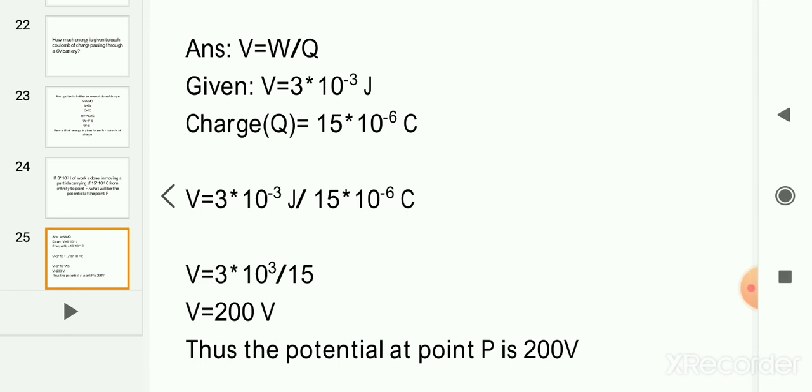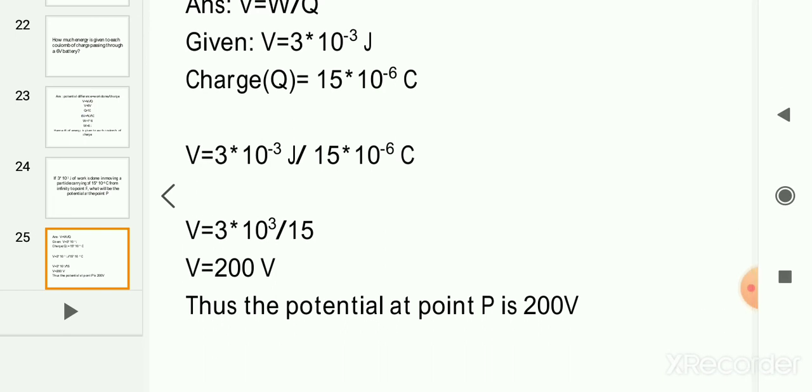So W and Q are given. Then V is equal to 3 into 10 to the power of 3 joules by 15 into 10 to the power of 6 coulombs. Now simplify it. V is equal to 3 into 10 to the power of 3 by 15. So what is V now? 200 volts. Thus the potential at point P is 200 volts.